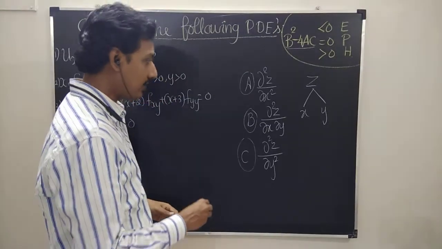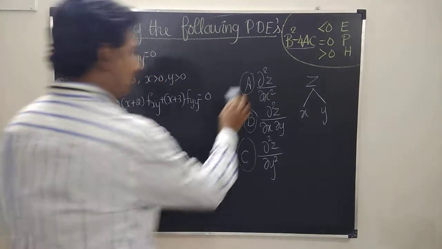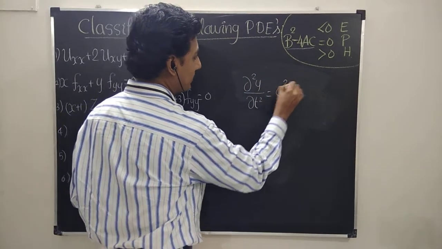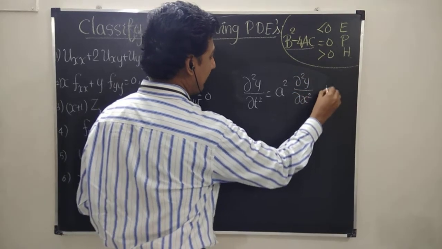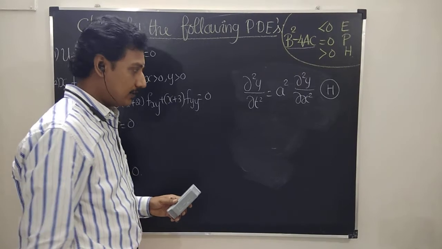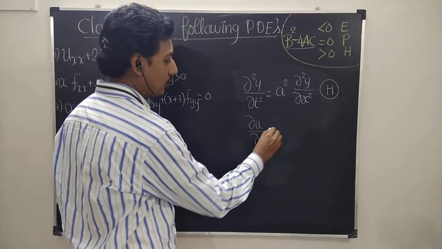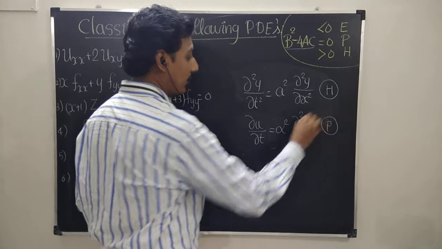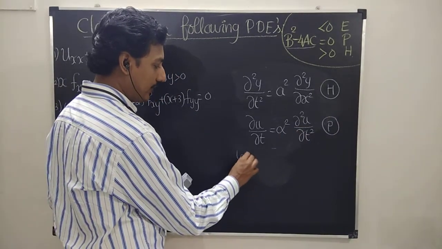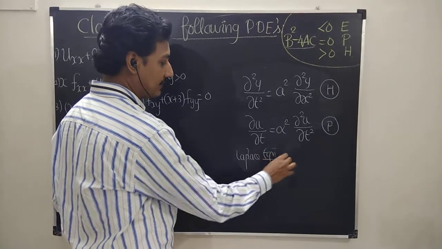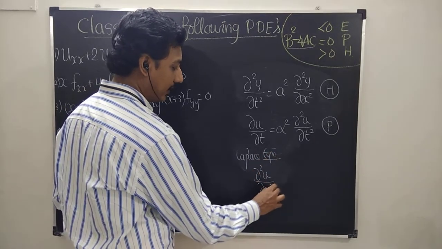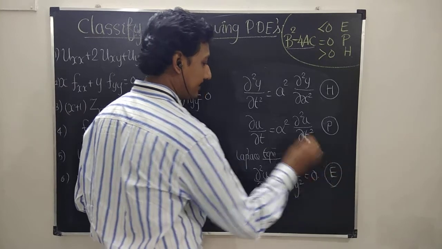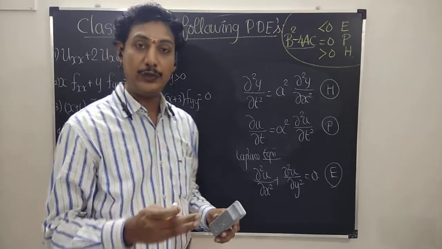So what is the one-dimensional wave equation? It is dou squared y by dou t squared equal to a squared into dou squared y by dou x squared. This is the example for hyperbolic type. What about the one-dimensional heat flow equation? Dou u by dou t is equal to alpha squared into dou squared u by dou x squared. This is the example for parabolic. And the two-dimensional heat flow equation under the steady state is often called the Laplace equation, that is dou squared u by dou x squared plus dou squared u by dou y squared is equal to 0, an example for elliptic type.